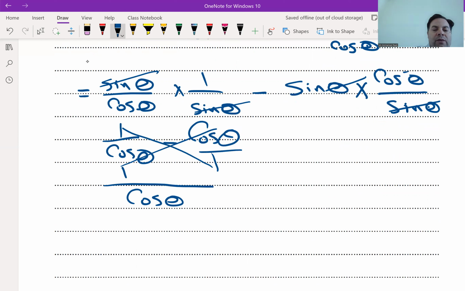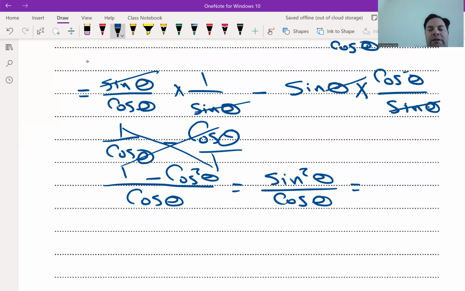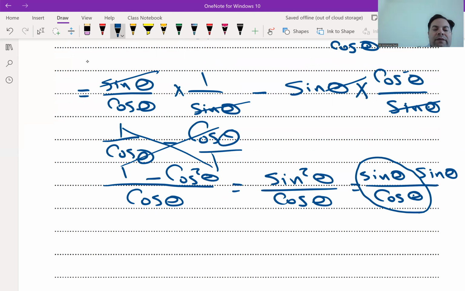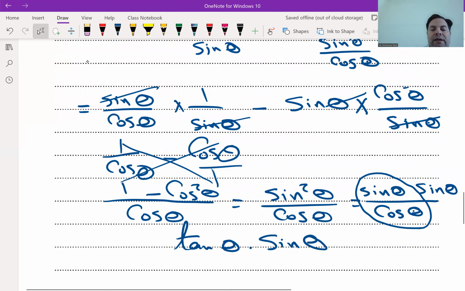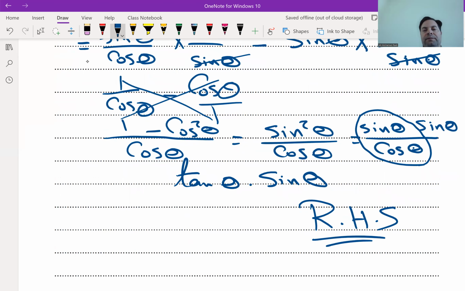1 minus cosine theta squared. 1 minus cosine squared is sine squared theta divided by cosine theta. Then split sine squared is sine theta times sine theta divided by cosine theta. Sine over cosine is tan, multiplied by sine: tan theta times sine theta. If you look at the final answer, it's sine theta tan theta. This is the right-hand side. Thank you.